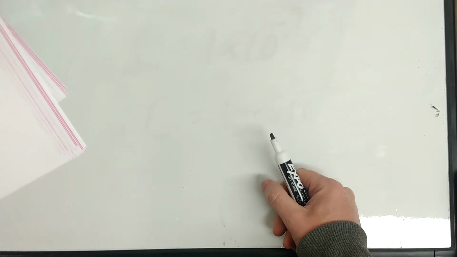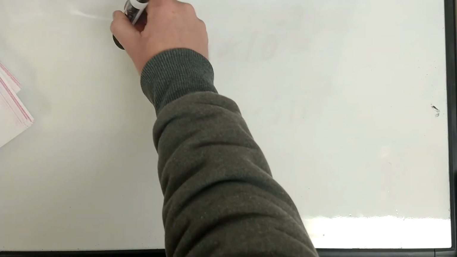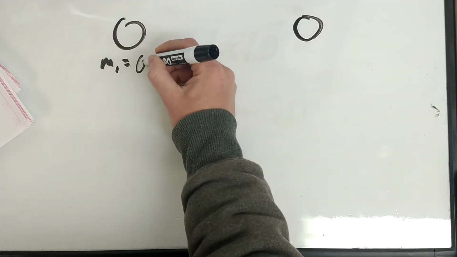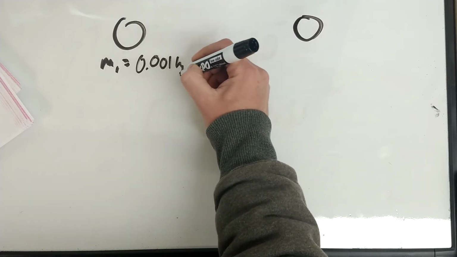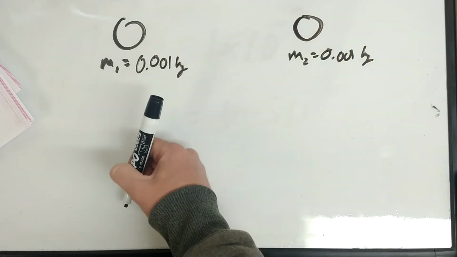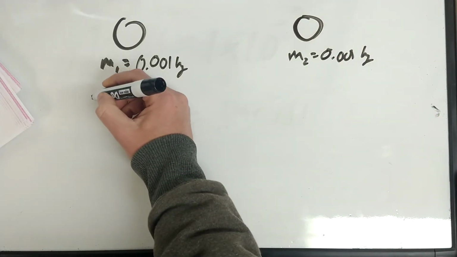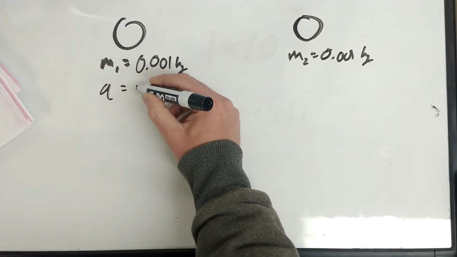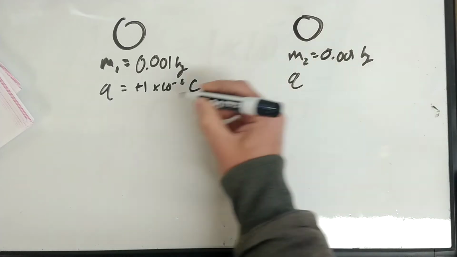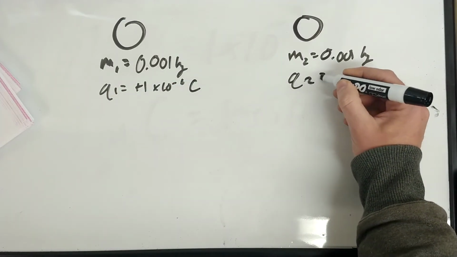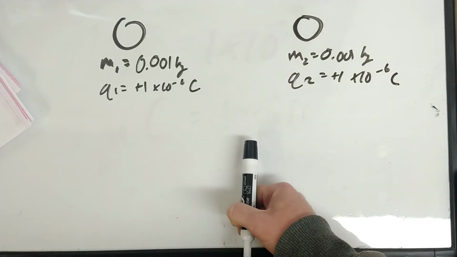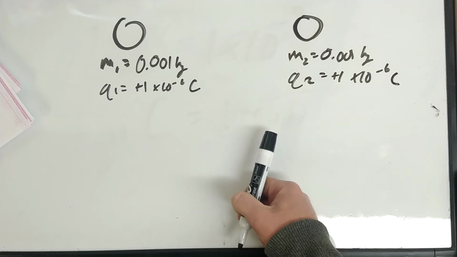It's really pretty cool. Two objects with a mass of 1 gram. So look, I'm giving you the mass and the charge. The mass of this object is 1 gram, which you may remember is 0.001 kilograms. m2 is 0.001 kilograms. And a charge of positive 1 microcoulomb. So q1 is plus 1 times 10 to the negative 6 coulombs. q2 is plus 1 times 10 to the negative 6 coulombs. Determine the force of electrostatic attraction between the 2 objects.